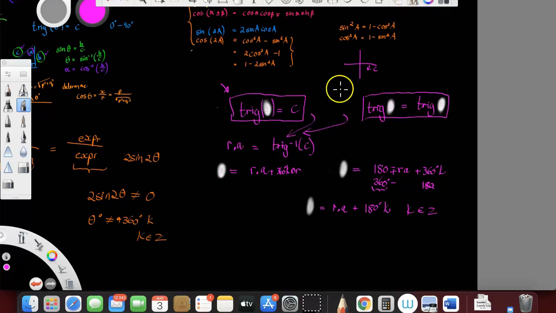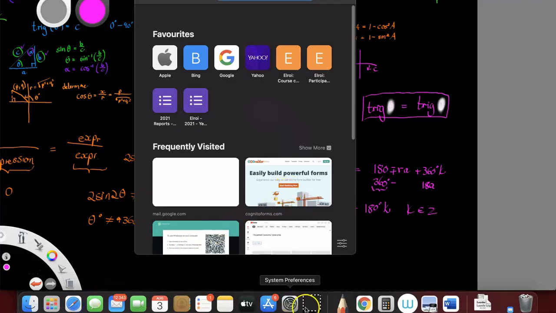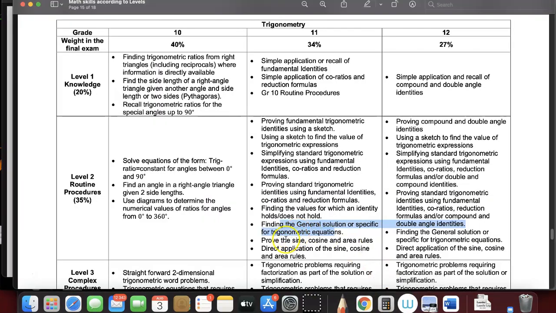Great. I'm not going to get to everything because I'm going to keep this video to an hour. So let's just finish. Prove sine, cosine, and area rules. You can go and study that for yourself. What are the sine, cosine, and area rules? Just to remind you what they are, the direct application of sine, cosine, and area rules.